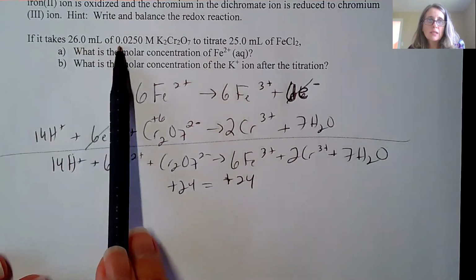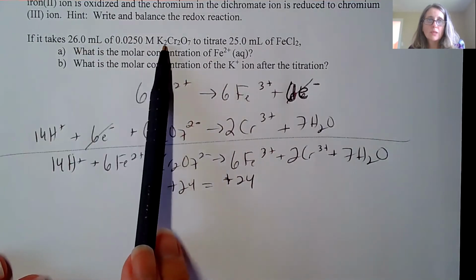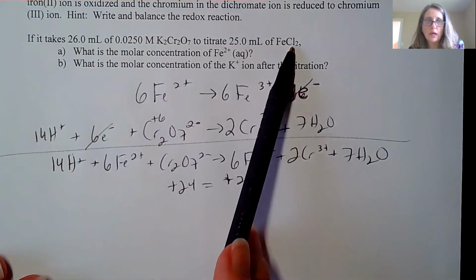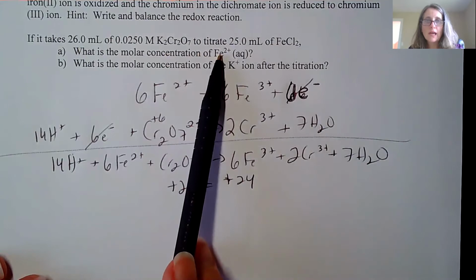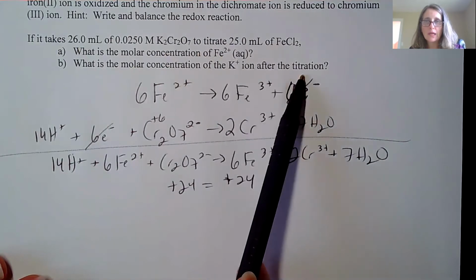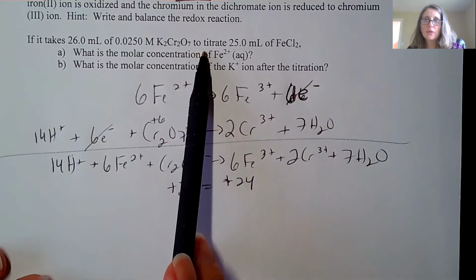So if it takes 26 mL of a 0.025 molar potassium dichromate to titrate 25 mL of an iron 2 chloride, what is the molar concentration of the iron 2+, and what is the molar concentration of the potassium ion after the titration? So a couple things.